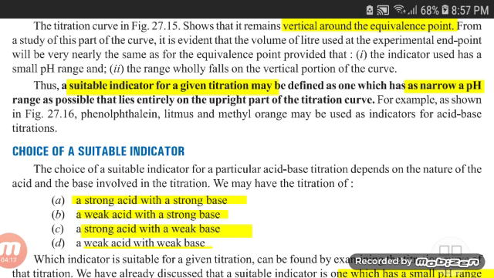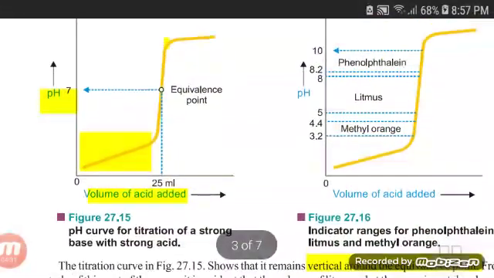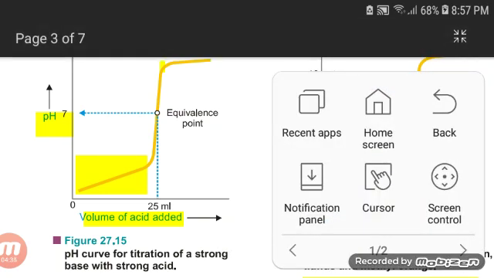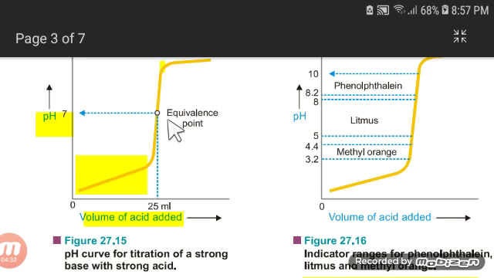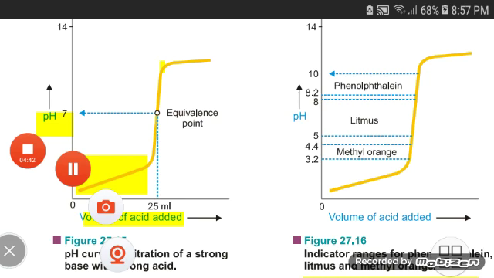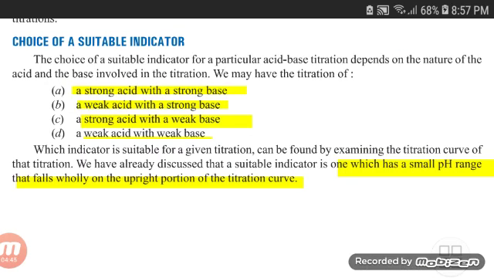After that, a suitable indicator. A suitable indicator for a given titration may be defined as one which has as narrow a range of pH as possible that lies entirely on the upright part of the titration curve, meaning it lies here on the upright part of the titration curve. Here this is the upright part. After that, choice of a suitable indicator.